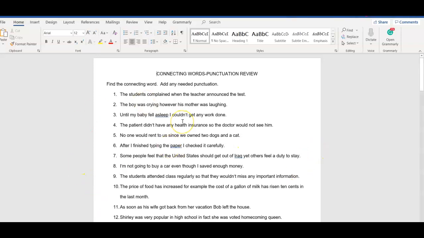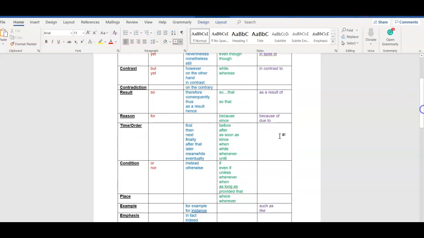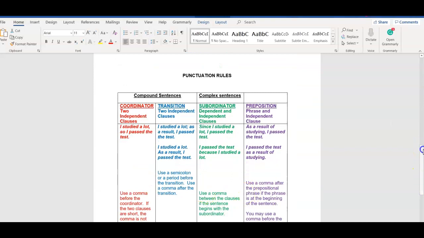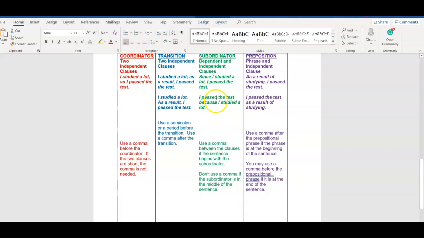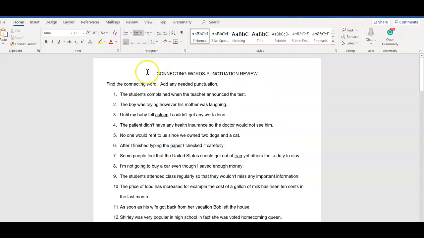So we have, the students complained when the teacher announced the test. So here we have the connecting word when. So I'm going to go to my connecting words chart and look up when, and I see when in green, okay, in a time order. So in green, if the connecting word is in the middle of the sentence, I don't use a comma. So don't use a comma if the subordinator is in the middle of the sentence. So that means this does not need any punctuation. This one is already correct.